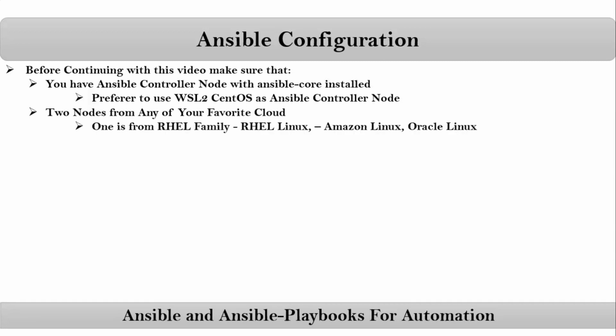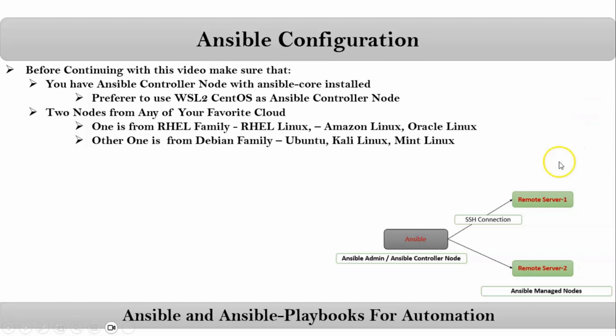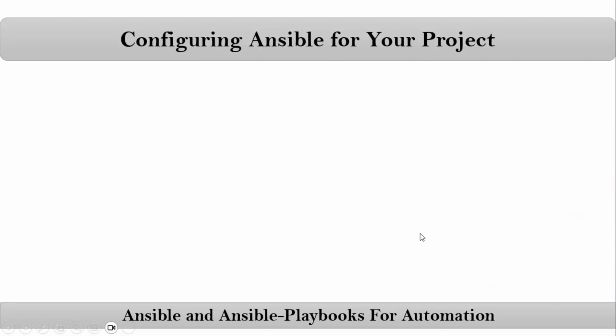Here, one node is from the RHEL family and the other one is from the Debian family. Now you have 2 managed nodes in your project and one Ansible controller node. So now we have to configure your project to work with your managed nodes from the Ansible controller node using Ansible. Let me show you that. So, configuring Ansible for your project.